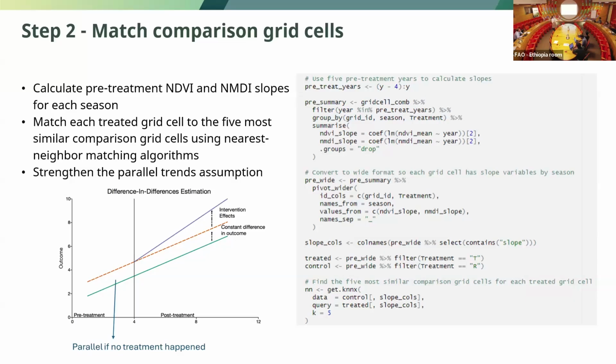The algorithm we use here is that we find the 5 closest neighbors, the most similar comparison grid cells, using the nearest neighbor matching algorithm. So we can run the whole matching code. The matching is gonna take some time, so you just click it and let it run.